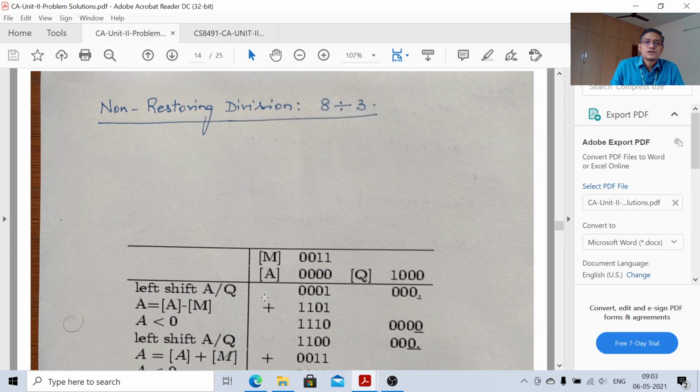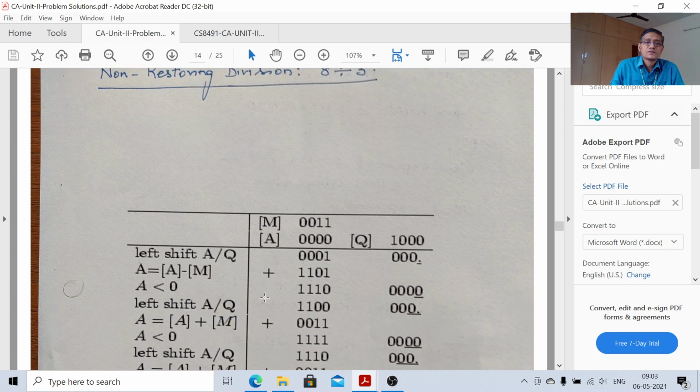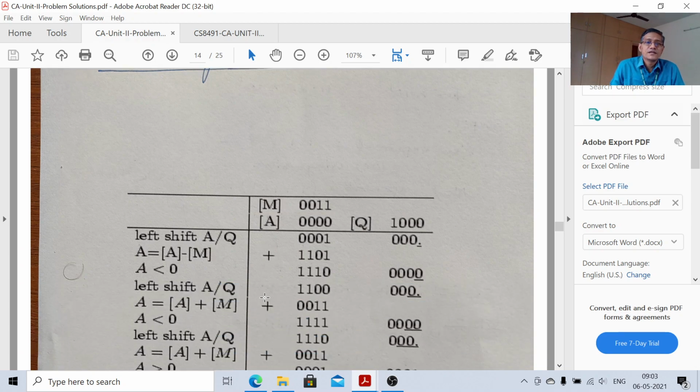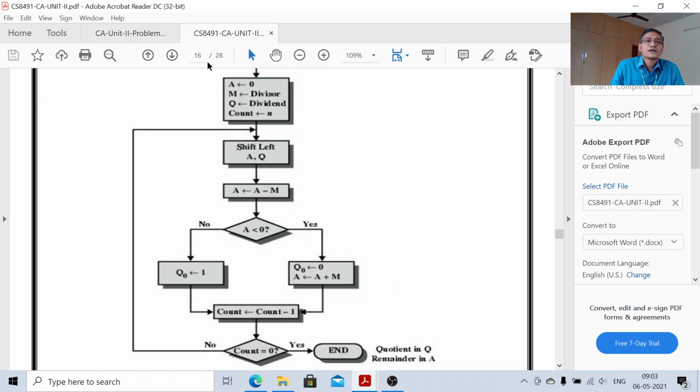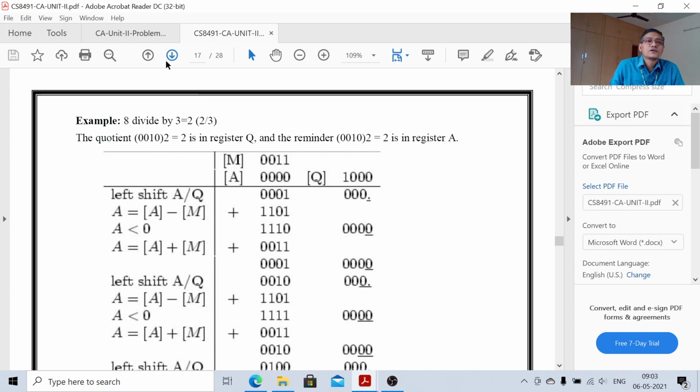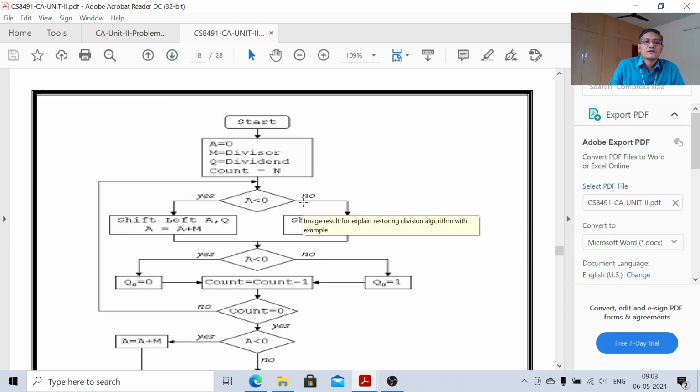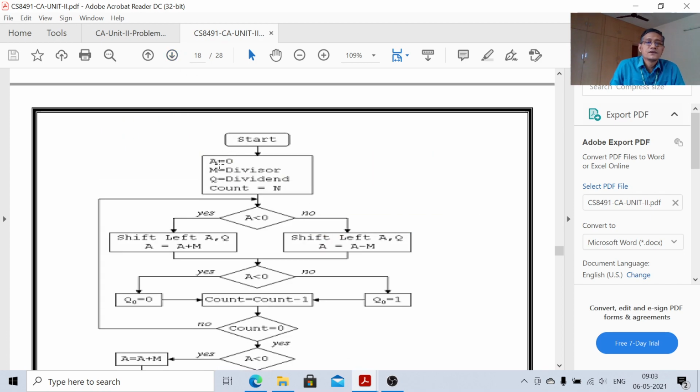Now we will go for the non-restoring division. Because the Y value is 8, we need to perform 8 divided by 3. For our understanding, again we will take up an example flow chart for non-restoring division. In the non-restoring division, we are going to initialize with A register 0, M is divisor, Q is dividend and count is n.